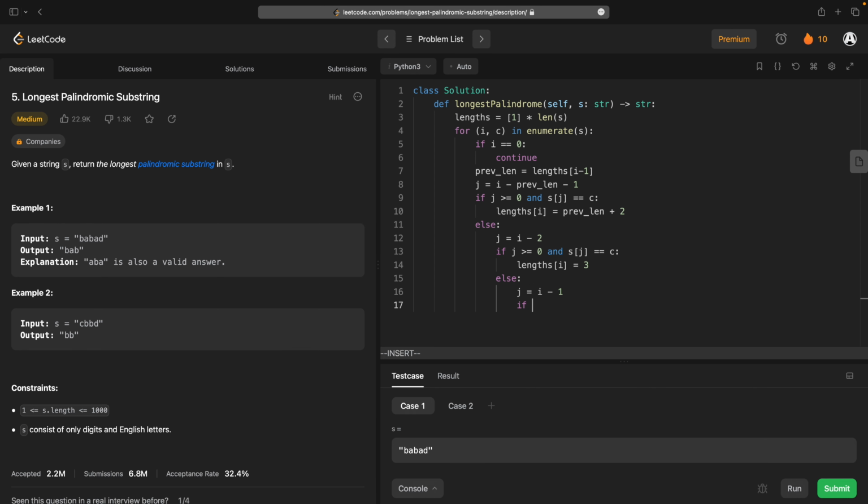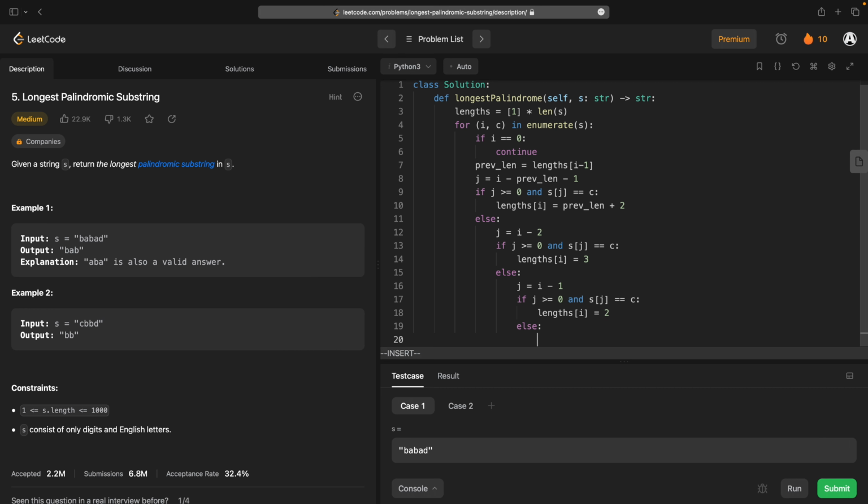If j is greater than or equal to 0 and s[j] is equal to c. Well, what I really should do is refactor this, but hang on. Length i is equal to 2. Else, pass. Give up. There is nothing else to do.